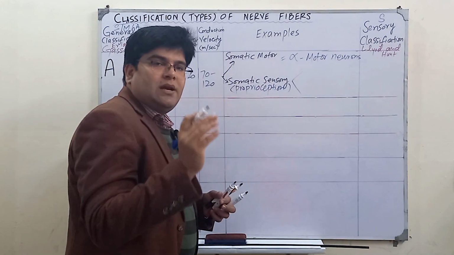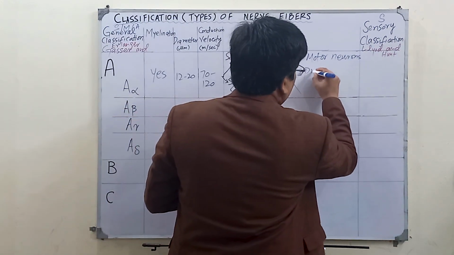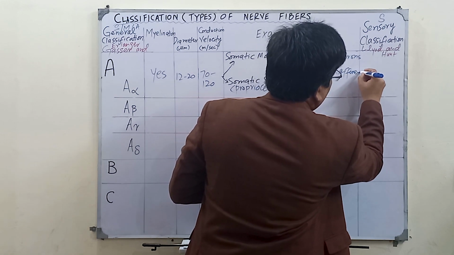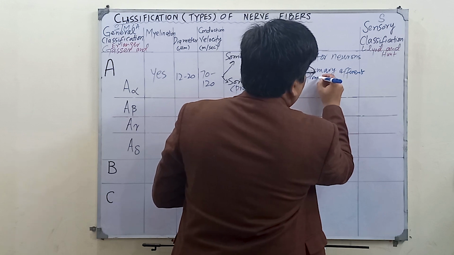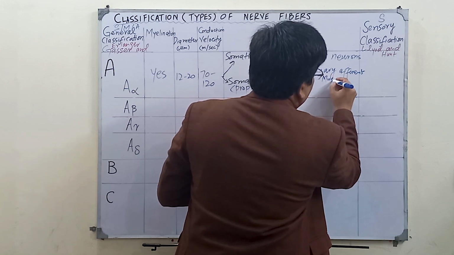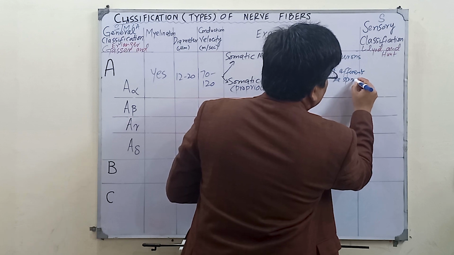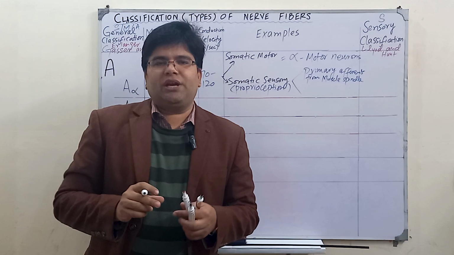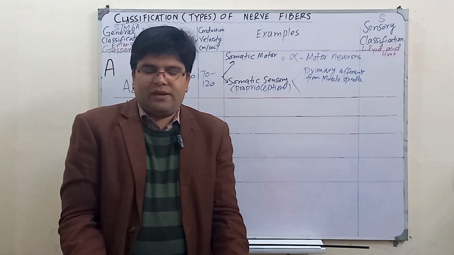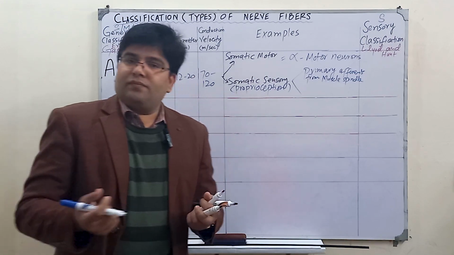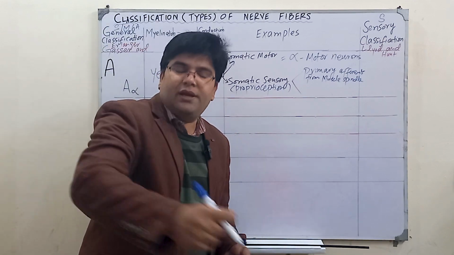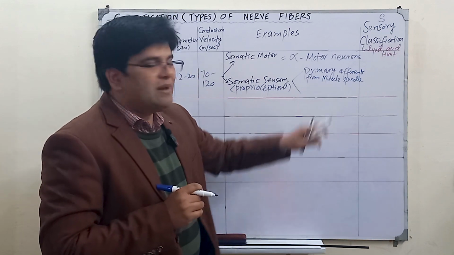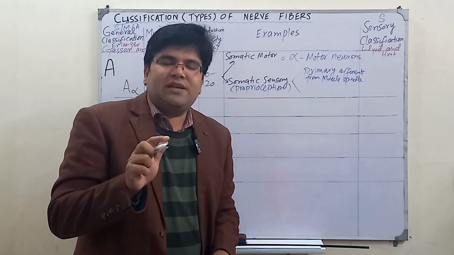One of them is the primary afferent nerve fibers, primary afferents from muscle spindles. You see, muscle spindles are receptors present in our skeletal muscles which detect change in length of a muscle. For example, when we are lifting weight and when we are playing cricket, there is change in the length of muscle. Those changes in the length of muscle are detected by muscle spindles. And there are two types of receptors in muscle spindles.